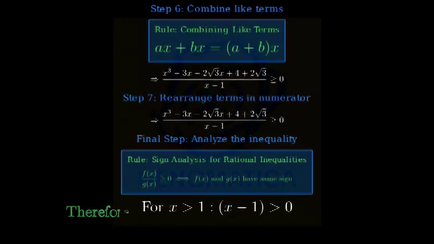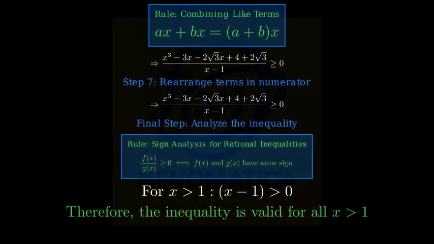Since x is greater than 1, we know that x minus 1 is positive. This means that the sign of our fraction is determined entirely by the sign of the numerator. Since x is greater than 1, the x cubed term will dominate as x increases, making the numerator positive for sufficiently large values of x. Therefore, the inequality is valid for all x greater than 1. Since x is greater than 1, both the numerator and denominator of the original fraction are positive. This means the original inequality holds true for all x greater than 1.